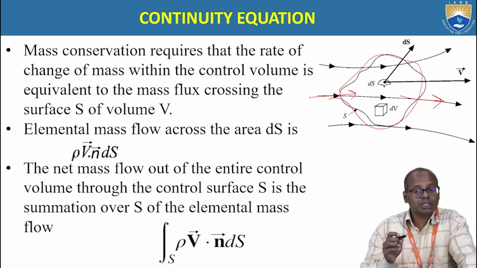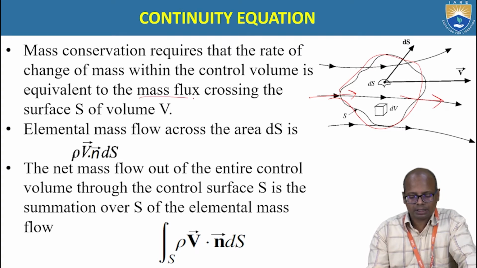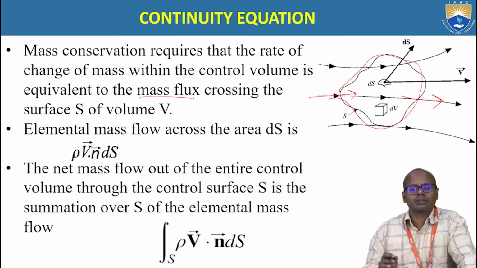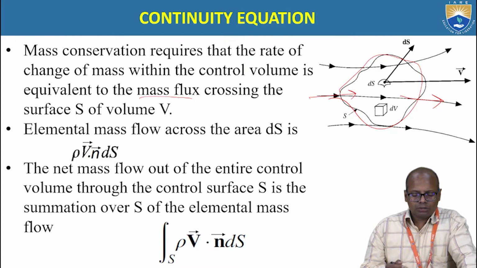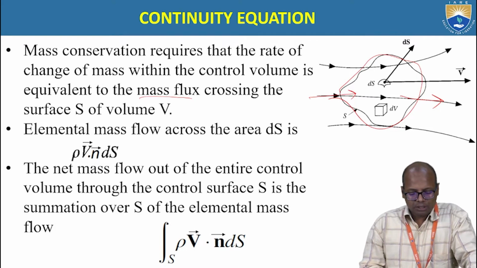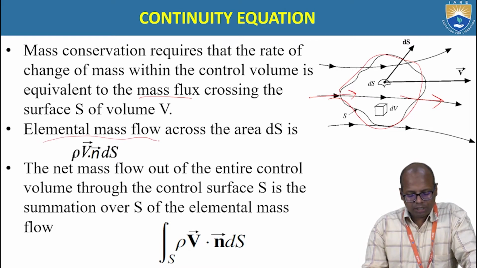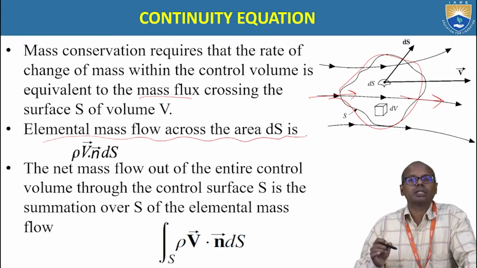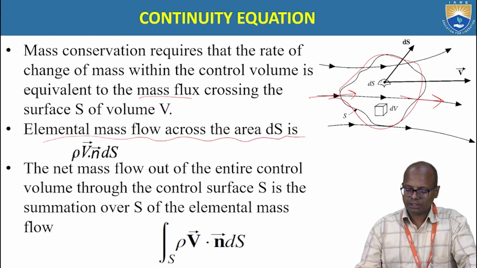Now, what is mass flux? The mass flux is nothing but the mass entering or leaving the control volume per unit area. Instead of saying mass flux, I said mass entering and mass leaving, to simplify the concept. Now consider the elemental mass flow across the surface area dS.